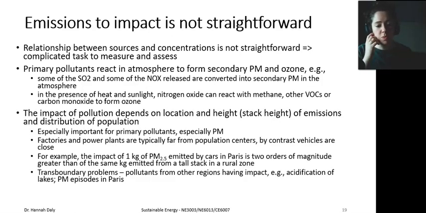And the impact of pollution depends on the location and height, like the stack height of the chimney, of emissions and the distribution of the population. That's especially important for primary pollutants, especially particulate matter. When factories and power plants are close to population centres, they have a much bigger impact than when they can be moved further from population centres. But by contrast, vehicles are close. You can't remove vehicles from population centres, or you can try, if you want to remove cars from city centres, which is one of the main reasons why there's a move to remove cars from city centres.